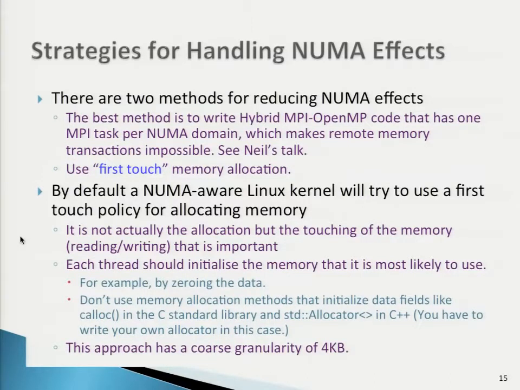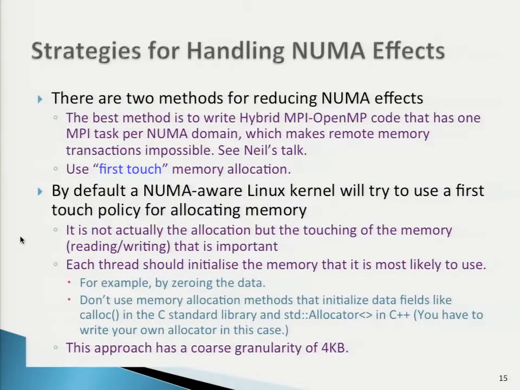Now, first touch memory allocation is the default way that most Linux kernels will allocate memory. And the important idea here is that when you allocate memory using something like a malloc call, for example, that memory is not actually pinned anywhere. It's pinned to a particular NUMA domain the first time it is touched, or the first time it is set. So, for example, you might allocate 1,000 bytes of memory, and then you might loop through that memory and set all the values to 0. When you set them to 0, that's when the memory gets allocated to a NUMA domain. And it gets allocated to the NUMA domain of the thread that first touches it.